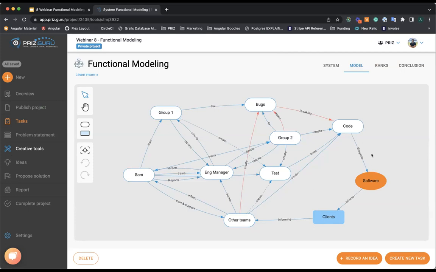Any questions until now? Can you send out any PDFs or anything of some of these modeling examples?